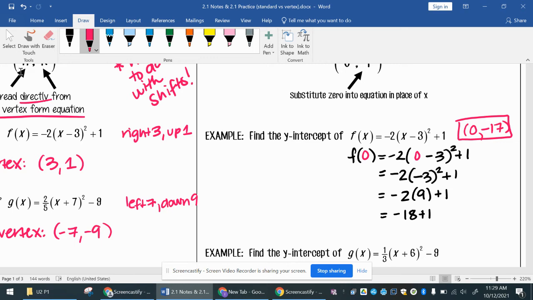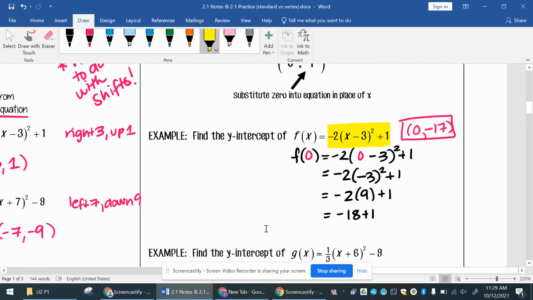If you have a graphing calculator, what you could do is you can turn your stat plot off and type f of x, the function f of x equals -2 parentheses x minus 3 squared plus 1 into your y1. So just plug this into your y1. And you should be able to push zoom stat and see the parabola, and then you can adjust your window to see the y-intercept where it touches the y-axis.